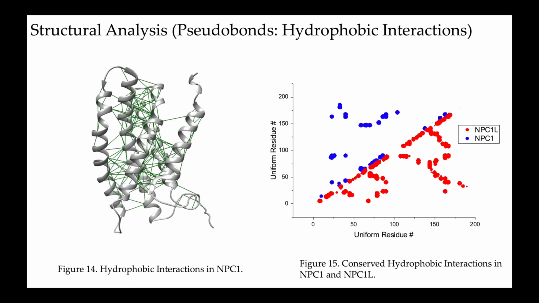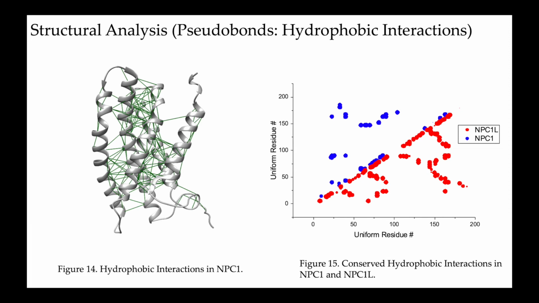So now moving on to the last pseudobond that I analyzed, hydrophobic interactions. As you can see in Figure 14, there are a lot more conserved hydrophobic interactions in NPC1. But this makes sense once again, right? Because these hydrophobic interactions are a part of these hydrophobic conserved residues, and since it's a transmembrane helix, aka it lives in a hydrophobic membrane, there would be more of them.